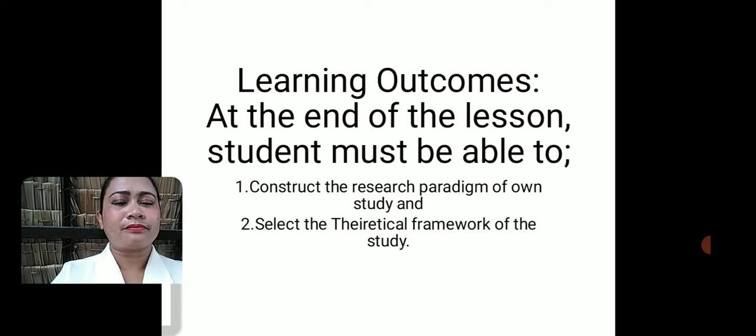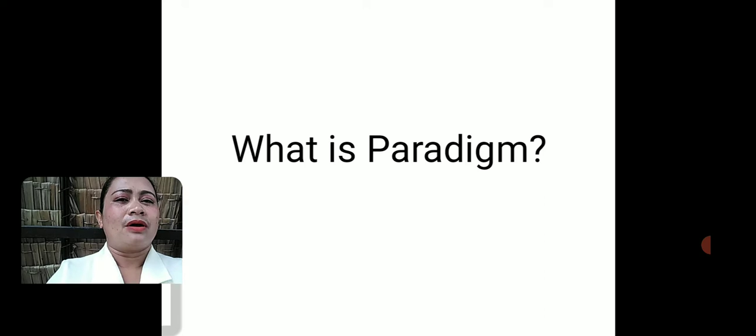Then we have our learning outcomes here. At the end of the lesson, students must be able to, first, construct the research paradigm of their own study, and second, select the theoretical framework of the study. Now, in your own understanding, what is a paradigm? Anyone?